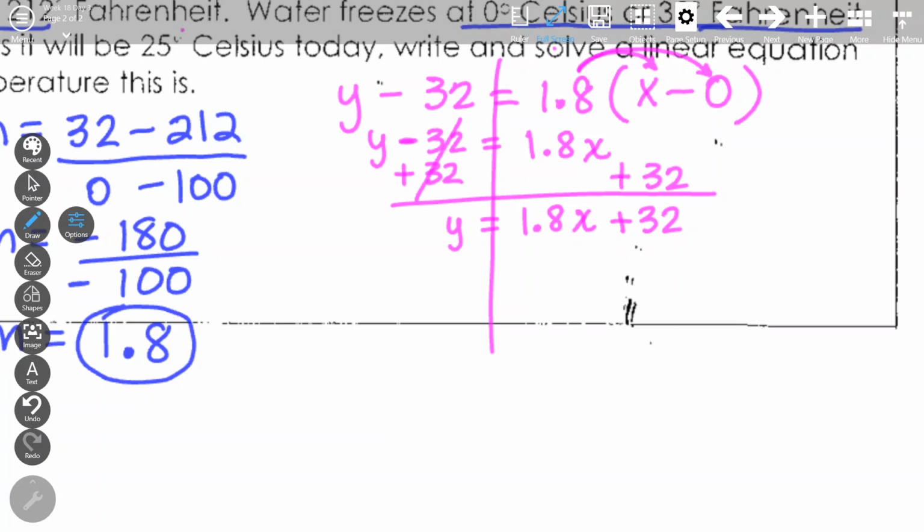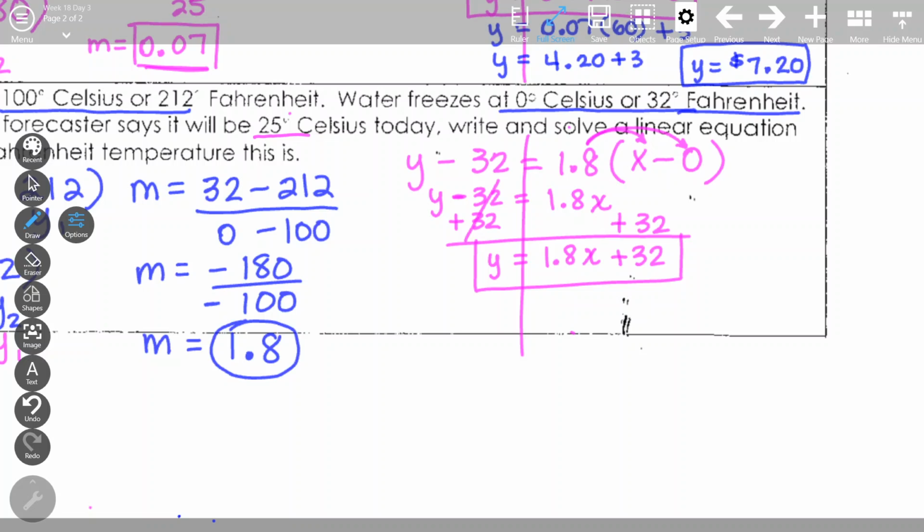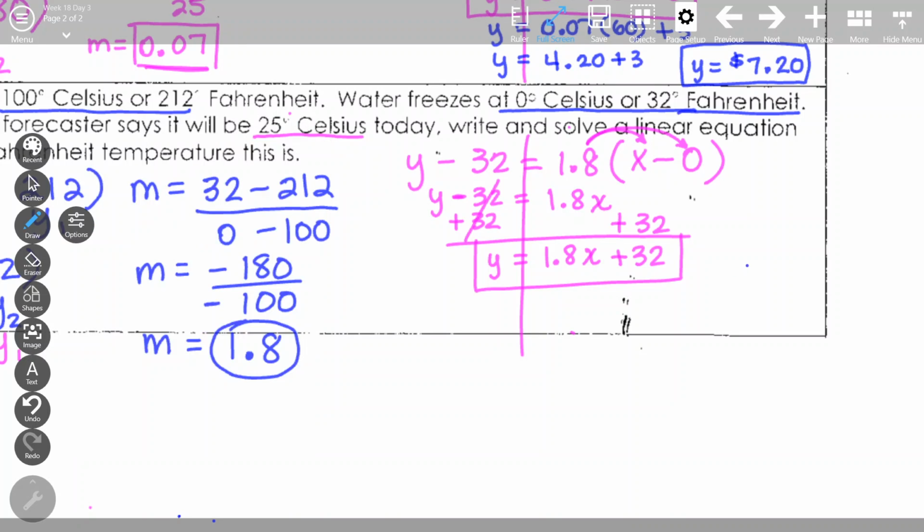Now this is my actual linear equation, right? That was the first thing they wanted. Now, if the weather forecaster says it'll be 25 degrees Celsius, we've got to go back into the equation that we just did, and our x is going to be 25 degrees Celsius. That's what they told us. They want to know what it's going to be in Fahrenheit, so we've got to plug that back in.